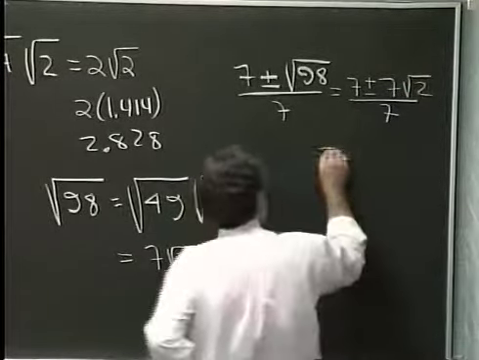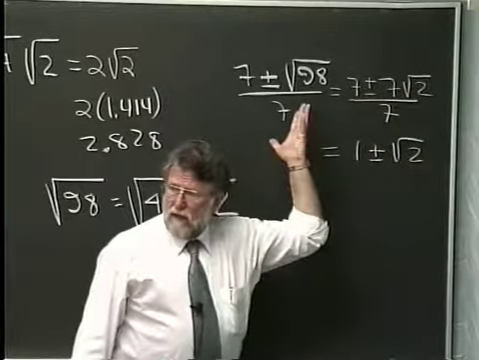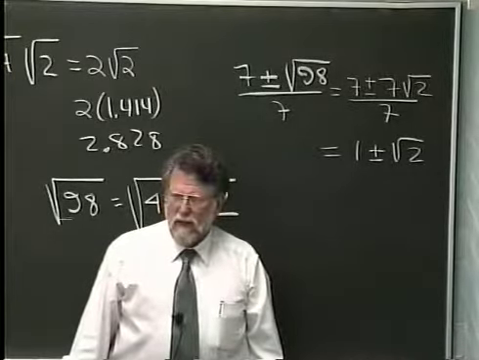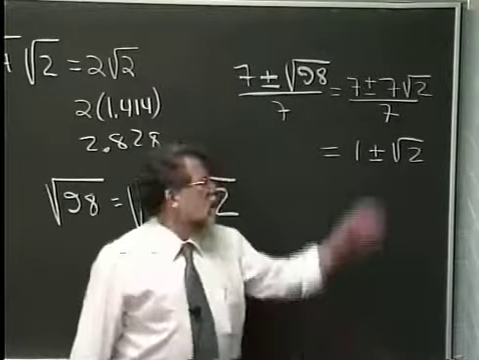Okay? A 7 here, a 7 here. I can take a 7 out as a common factor, a GCF. Cancels with that 7 and leaves me 1 plus or minus the square root of 2. That's not appealing to everybody from the looks on your faces. Can I answer a question there? Do I look that blank? Yes. The answer, honestly.